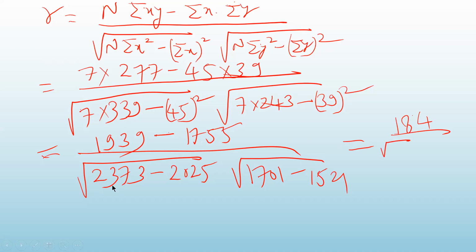Square root of 2373 minus 2025 gives you 348. Square root of 348. Next, square root of 1701 minus 1521 gives you square root of 180. Look at what we are doing. 1939 minus 1755 is 184. 2373 minus 2025 is 348. And 1701 minus 1521 is 180. Okay, now we have to find the square root of these numbers.